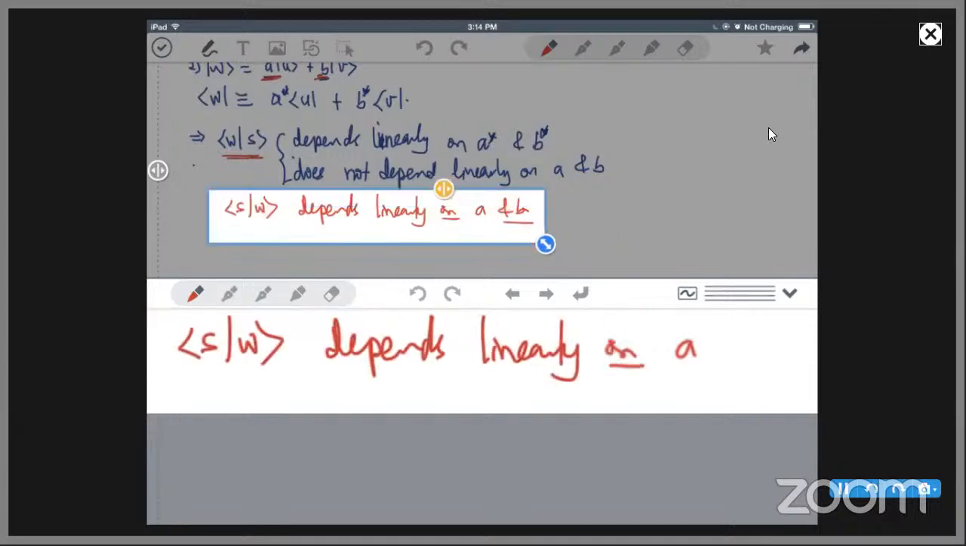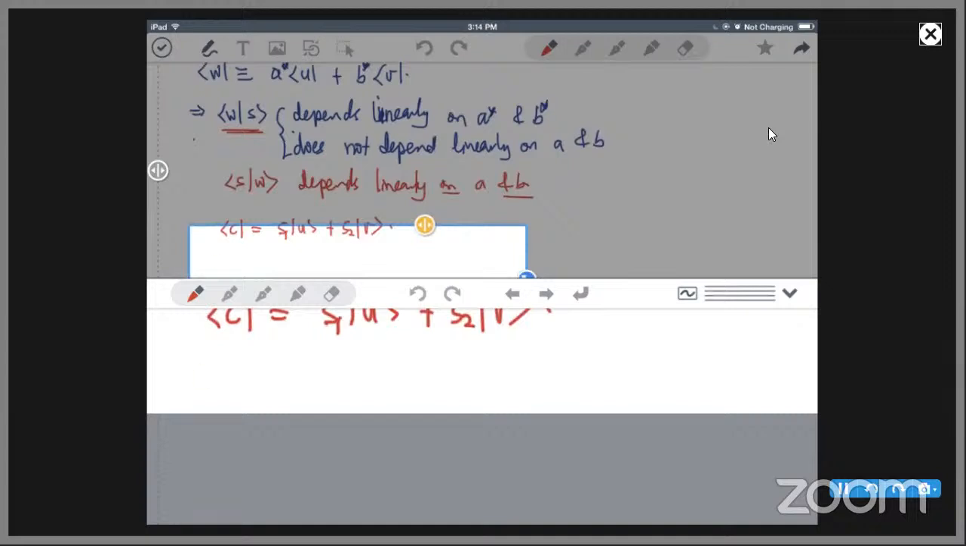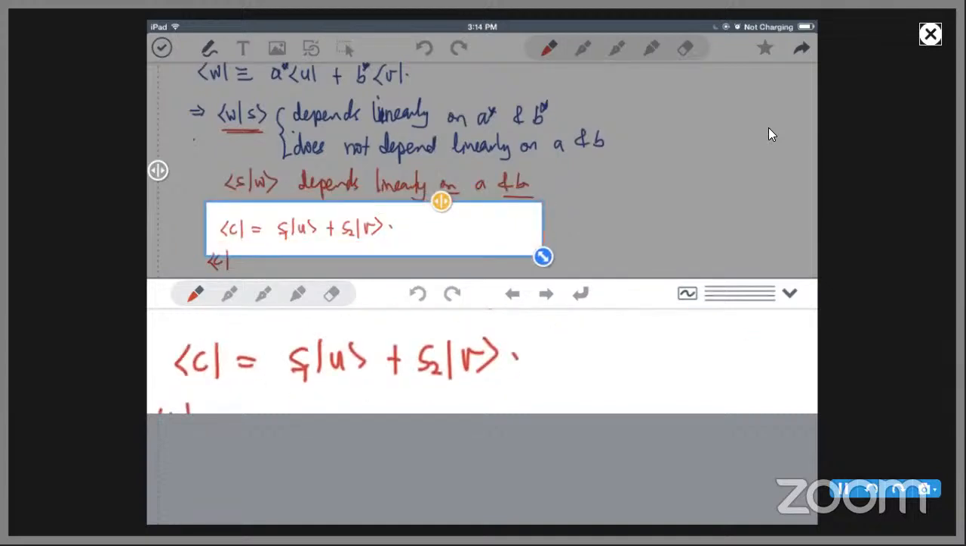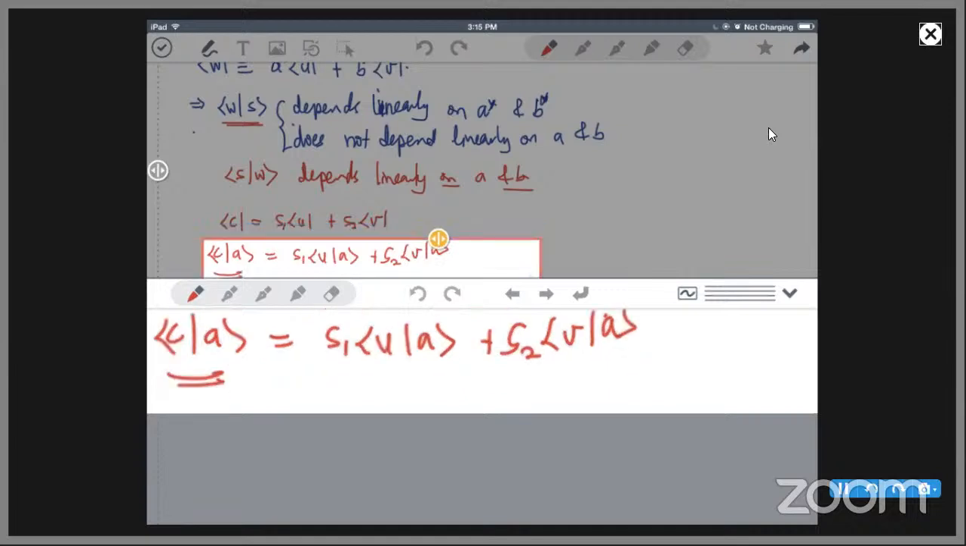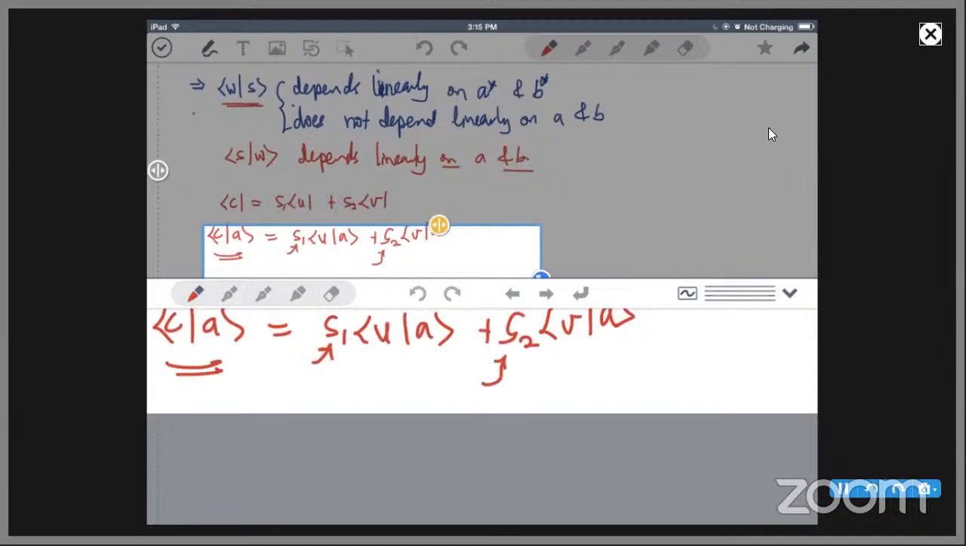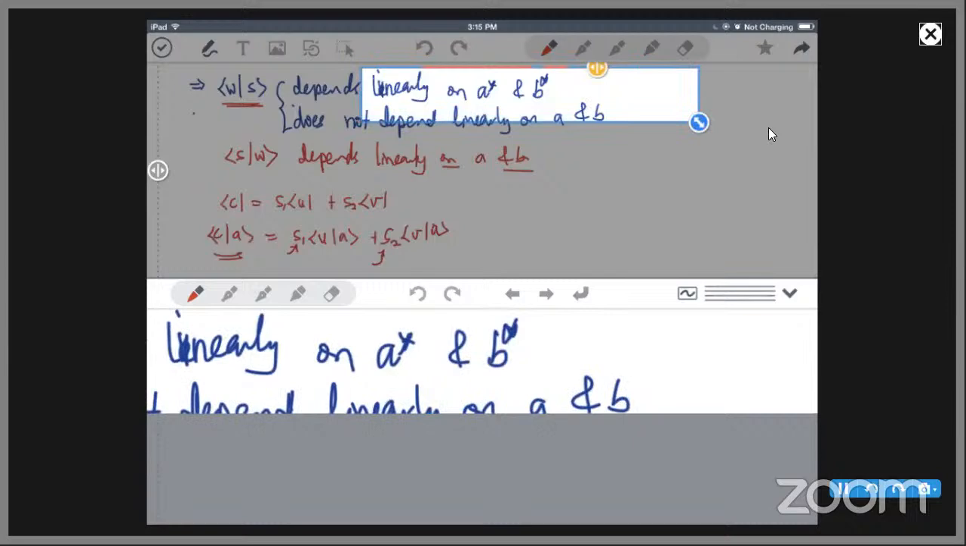So if I had written C as S1 U plus S2 V, then you see that C times, sorry, what am I doing? S1 times the dual of U plus S2 times the dual of V. You see that C times, let's call it a vector A, is S1 and so on. So you can see that CA in this case depends linearly on S1 and on S2. So defining a dual vector helps us, in a way, maintain this linear dependence. Not a dependence on the complex conjugate like this one, but it helps us maintain a linear dependence.